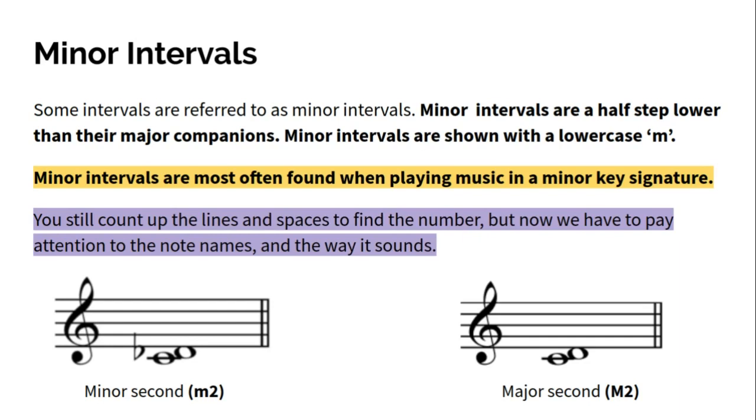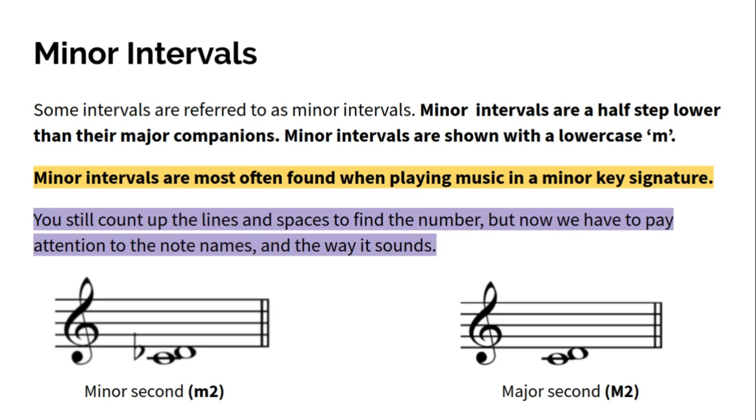Now, for the purposes of this lecture, we're going to stay in C major in treble clef. So rather than switching up keys, we're going to just stay with the idea that C is the foundation, and we're going to base all of our notes around that. You still count up the lines and spaces to find the number, but now we have to pay attention to the actual note names and the way that it sounds.